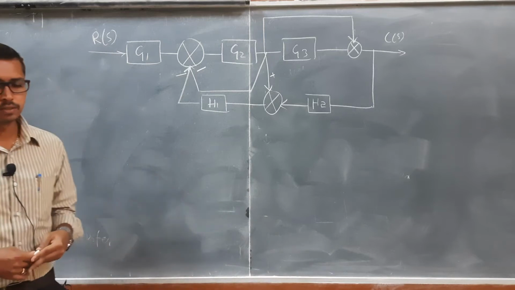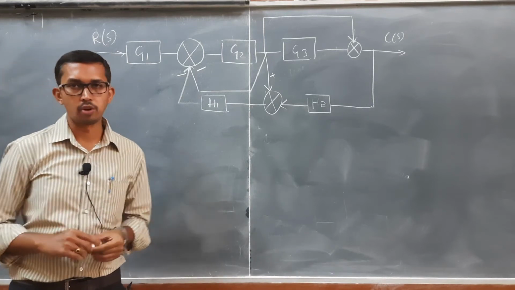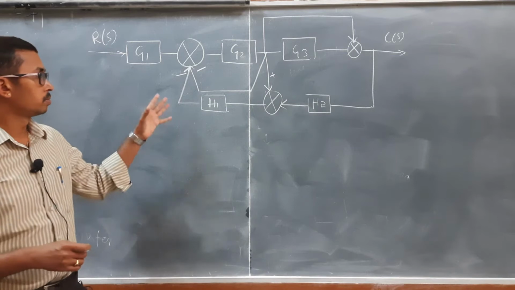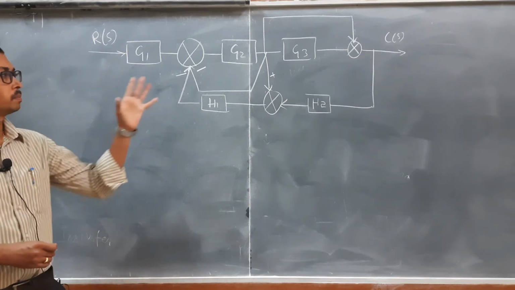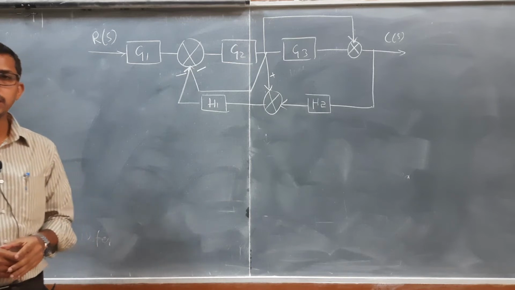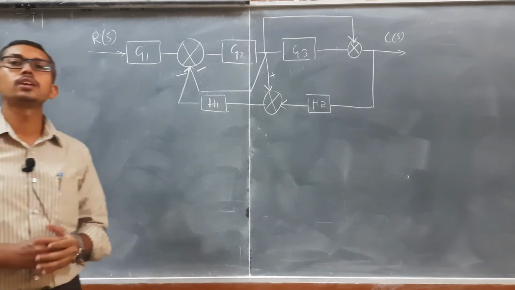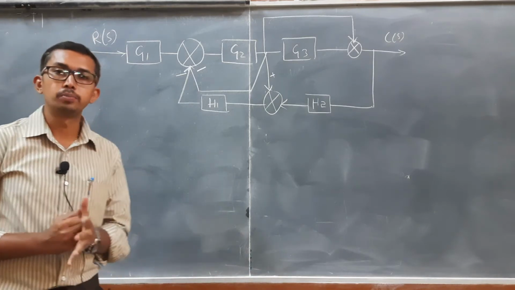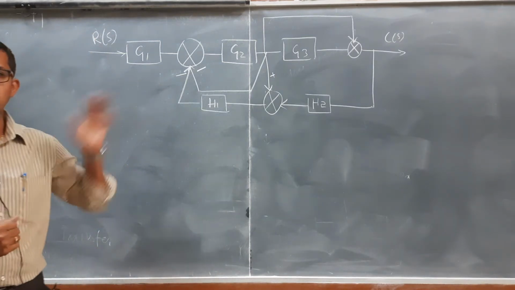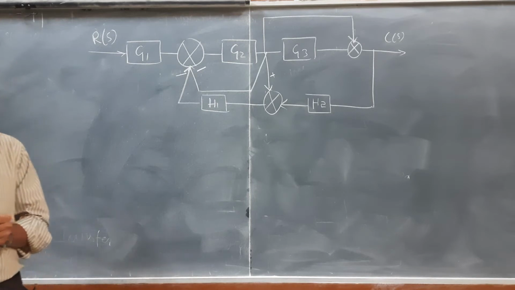In this class, we are going to solve two varieties of problems. The problem is given over here. We need to reduce the given block diagram, and we need to find out the transfer function of this given system. That is the objective of this problem. We need to find out the transfer function.